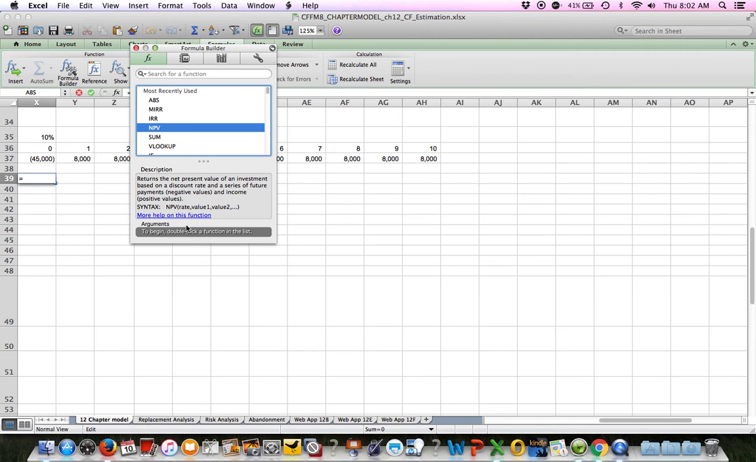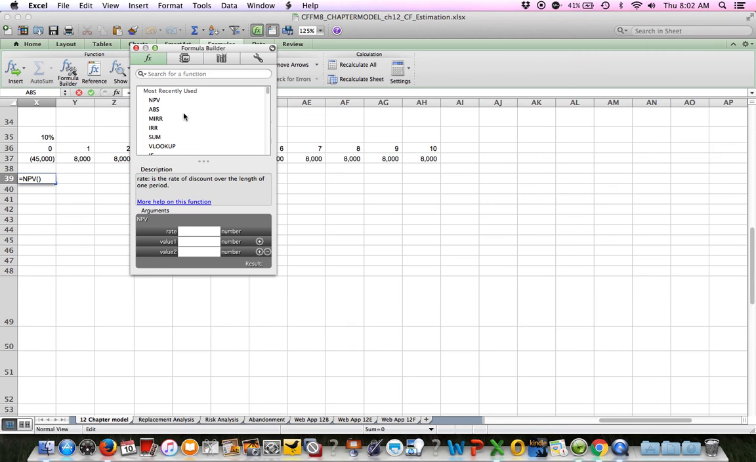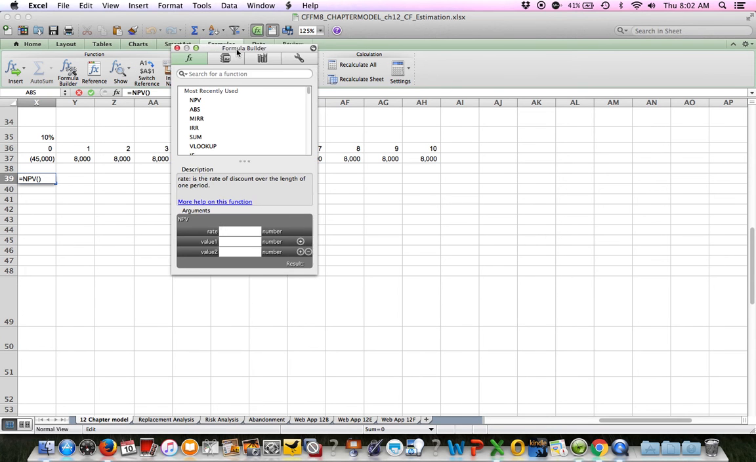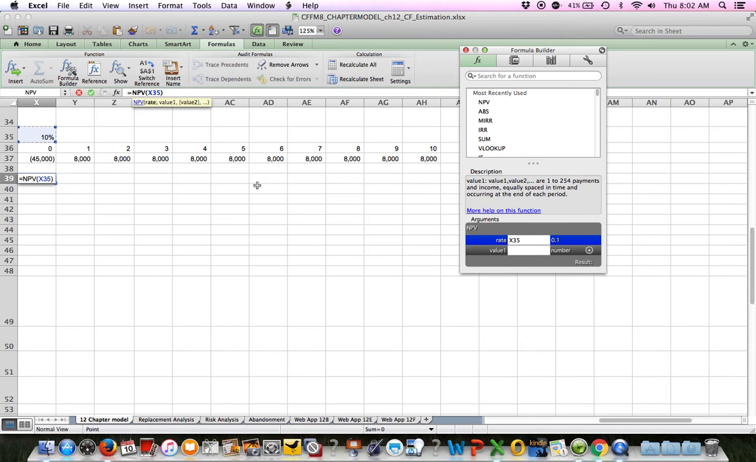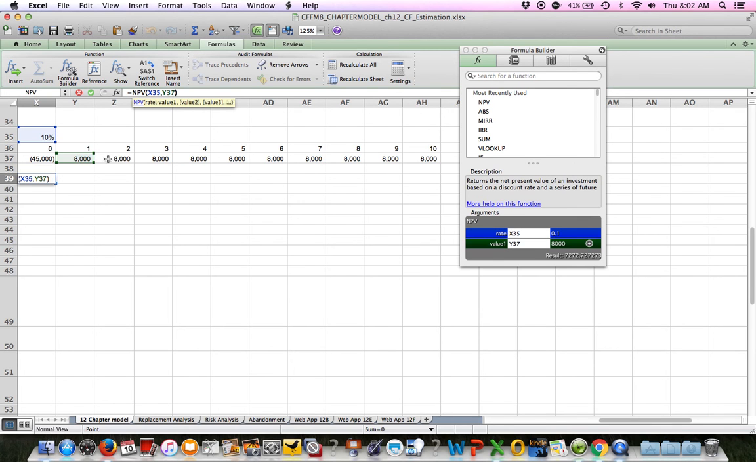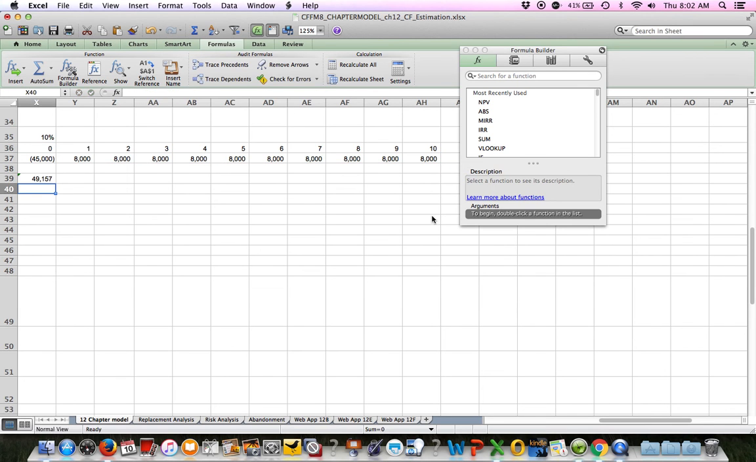Okay, so I'm going to double click on NPV, and it's going to give me some options to fill in some blanks here. I'm going to choose a rate, and my rate is 10%, and then I'm going to choose the values, and what I want for my values is the sum of years 1 through 10. Okay, and so I've got that in there. I'm going to hit enter because I'm done. And I'm not quite done yet. I'm going to close my formula builder now.